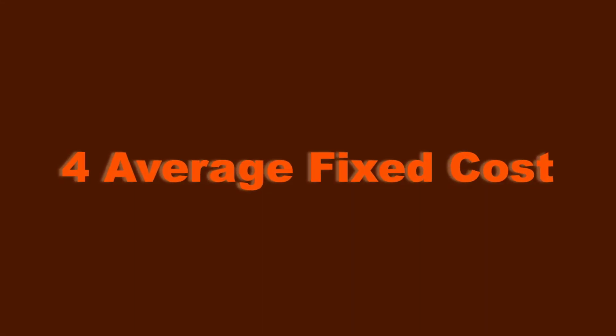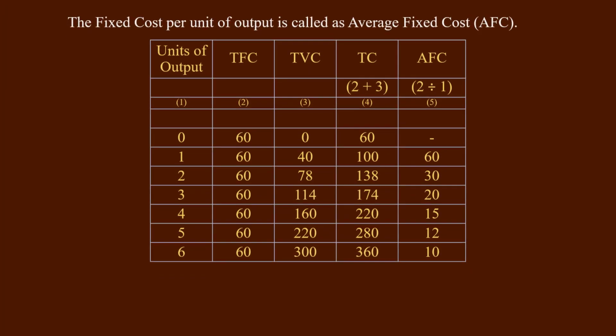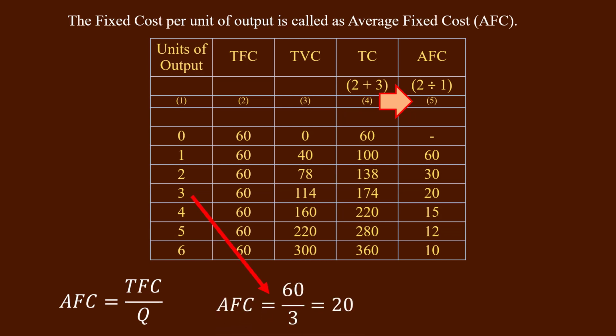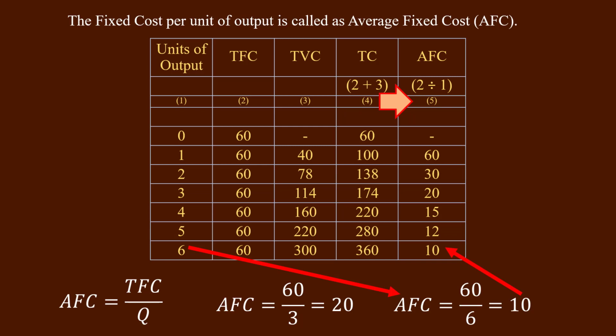Average fixed cost. The fixed cost per unit of output is called average fixed cost. Column 5 of the table represents this. It is obtained by dividing the total fixed cost by the number of units of output. At 3 units of output, average fixed cost is 60 over 3, 20 rupees. At 6 units, 60 over 6, 10 rupees. This is how all the values are calculated.